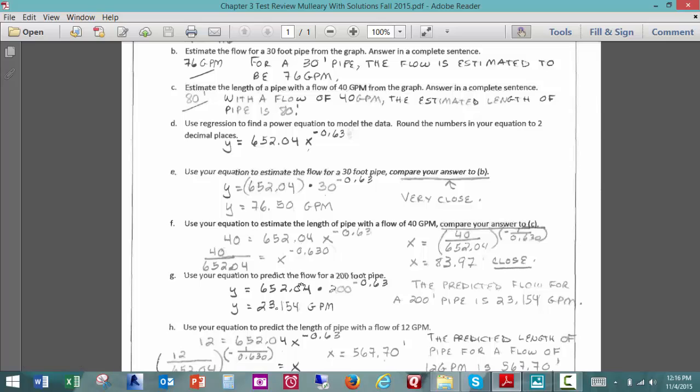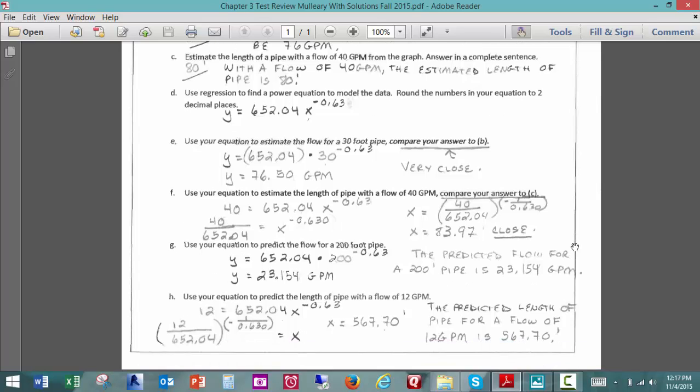Use your equation to predict the flow for a 200-foot pipe. Again, put 200 in for x, solve, I get 23.154, and my answer is the predicted flow for a 200-foot pipe is 23.154 gallons per minute. Make your sentences as precise as you can. Make sure you use the numbers and the units appropriately.